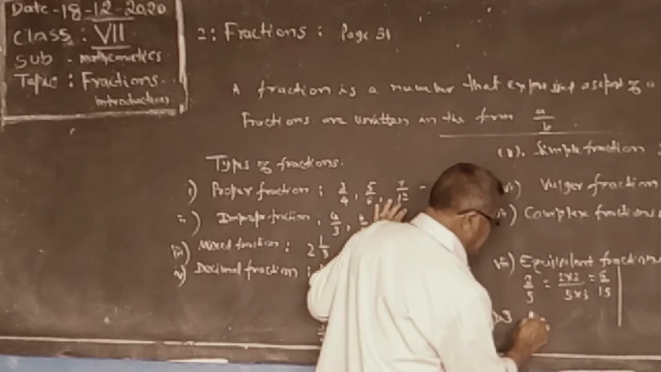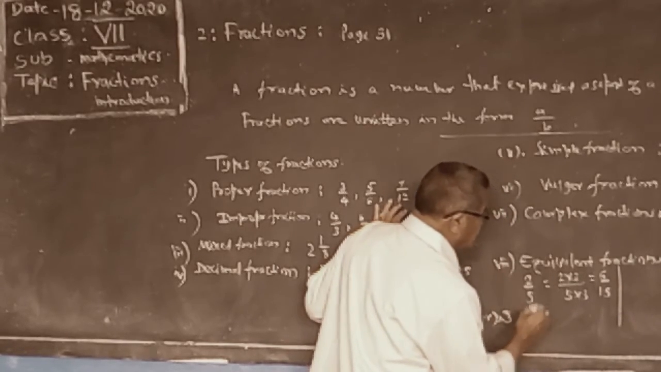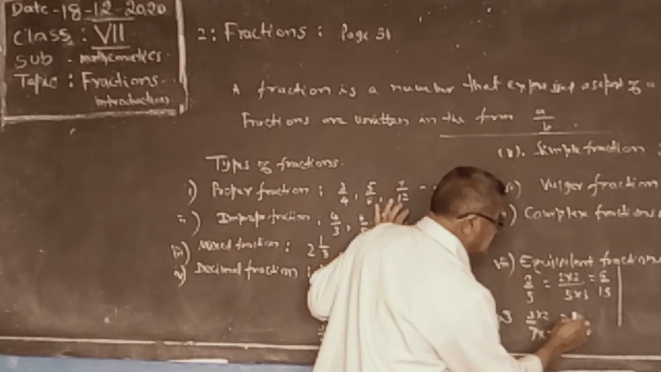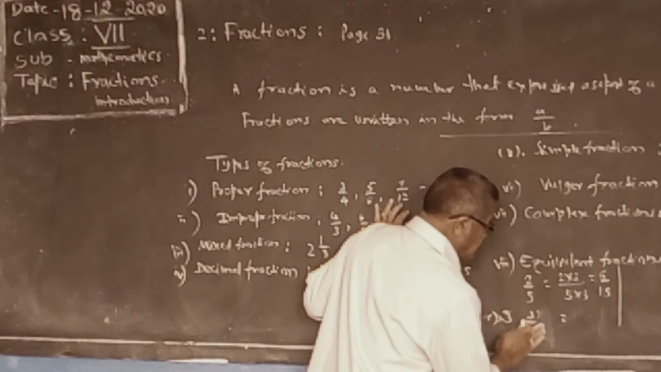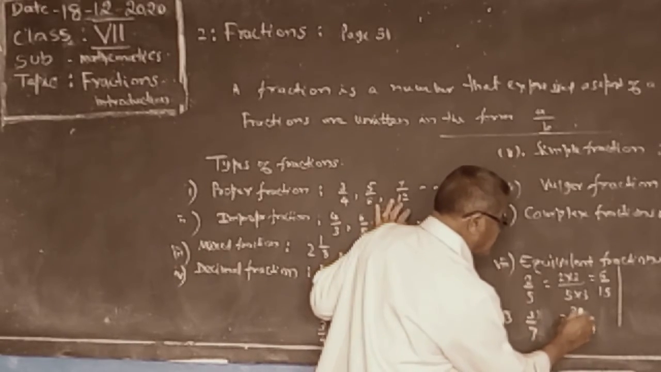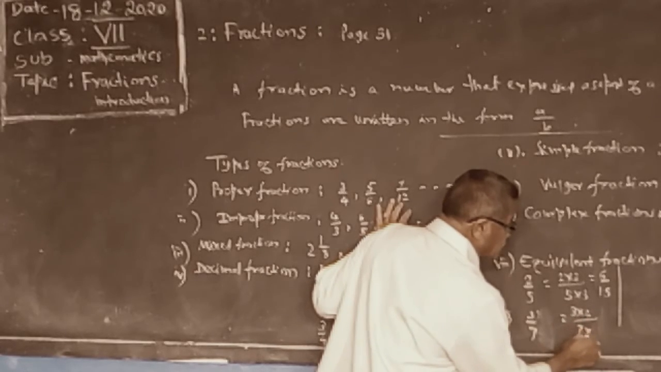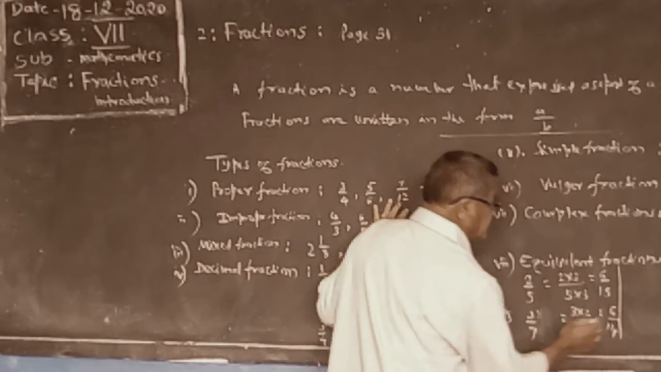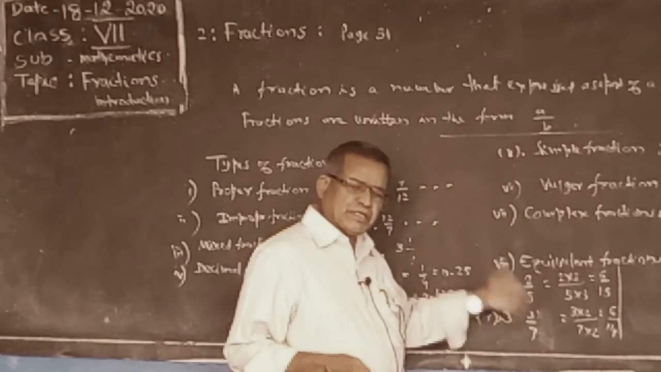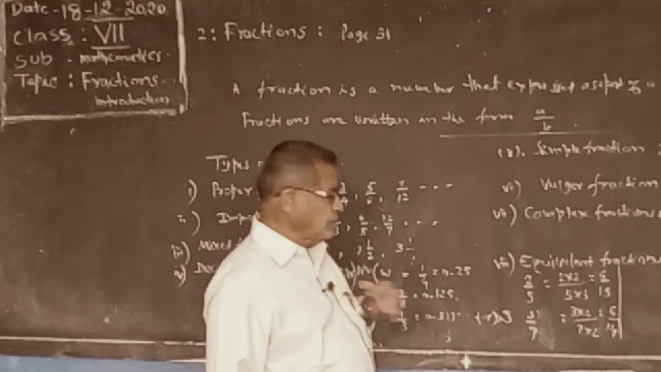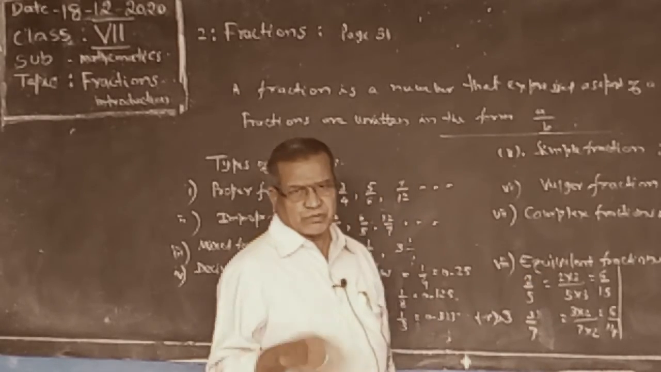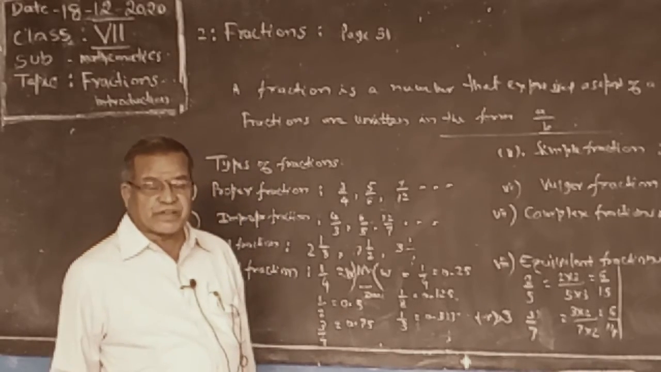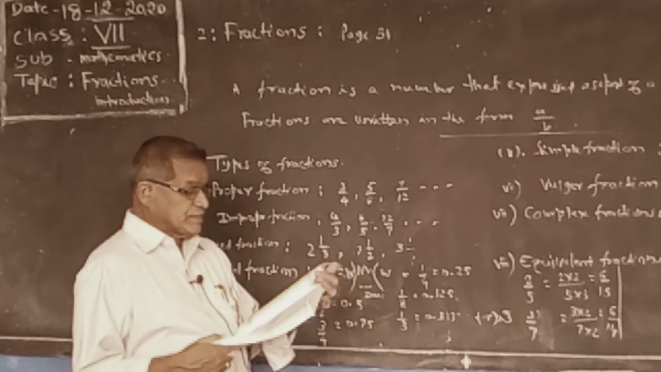And take 3 by 7, multiply by any number, say 2. 3 by 7 is equal to 3 into 2 by 7 into 2, that is 6 by 14. These are equivalent fractions. You can multiply by any number, not only 2, not only 3, not only 5, as you like. Such fractions are called equivalent fractions.